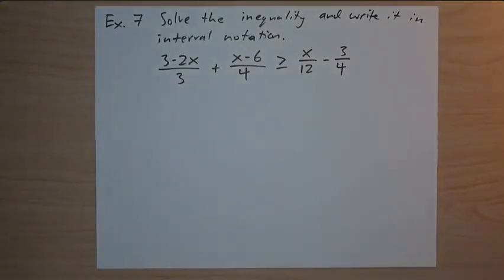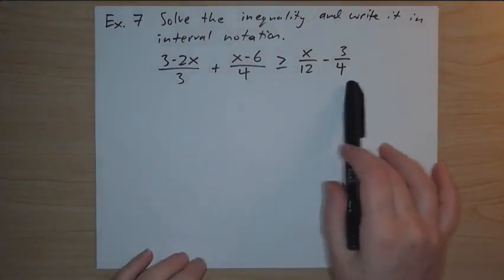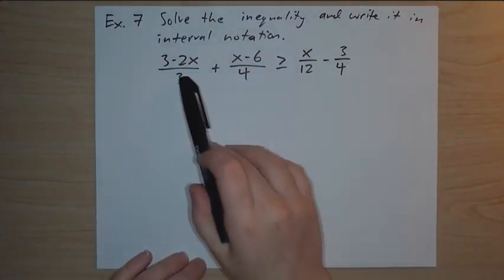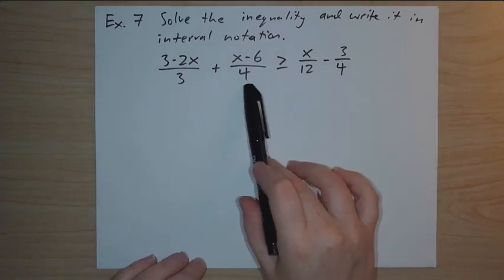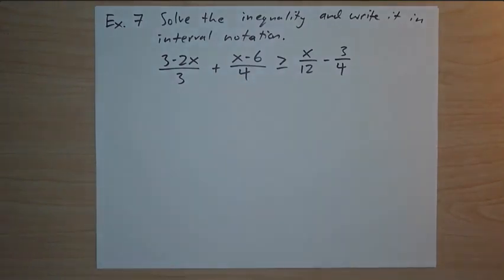This is Lab 13, Example 7. We want to solve the inequality and write it in interval notation. We have this long fractional phrase: (3 minus 2x) divided by 3 plus (x minus 6) divided by 4 is greater than or equal to x divided by 12 minus 3/4.